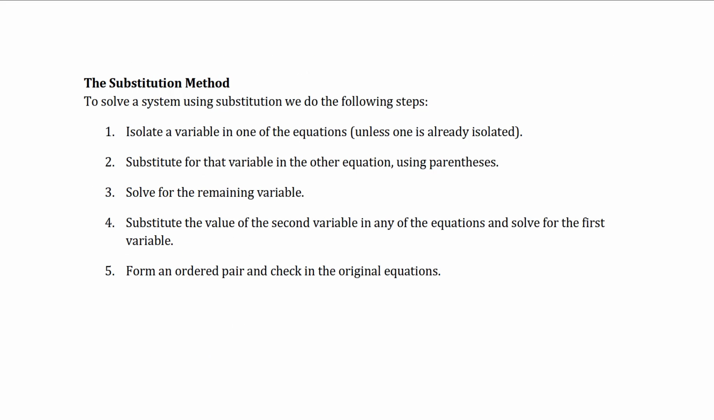Next, we're going to go over the substitution method. To solve a system using substitution, we do the following steps. Number 1, isolate a variable of one of the equations unless one is already isolated. 2, substitute for that variable in the other equation using parentheses. 3, solve for the remaining variable. 4, substitute the value of the second variable in any of the equations and solve for the first variable. 5, form an ordered pair and check in the original equations. So in the next example, I'm going to show you how we apply the substitution method.